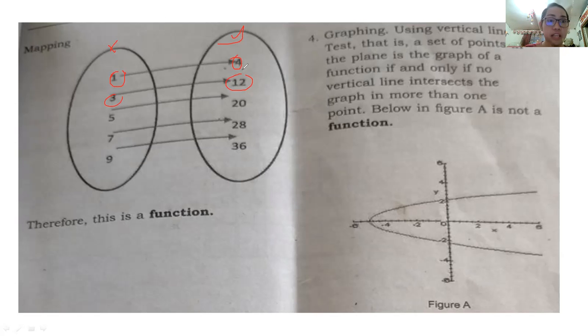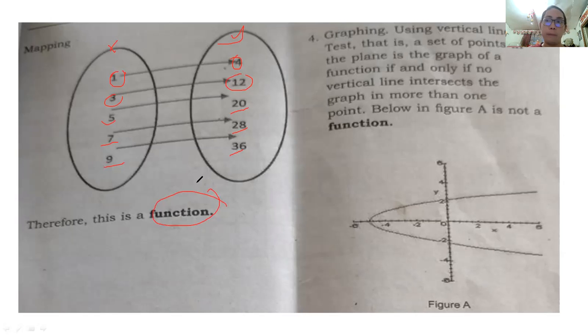No one repeats in here. They're just used once only. So that's why your x is used once only. As you can see, that's why we call it one-to-one mapping. One x is partnered to one y. Just like 1 is mapped to 4, 3 is mapped to 12, 5 is mapped to 20, 7 is mapped to 28, and 9 is mapped to 36. That's why this is considered as a function.